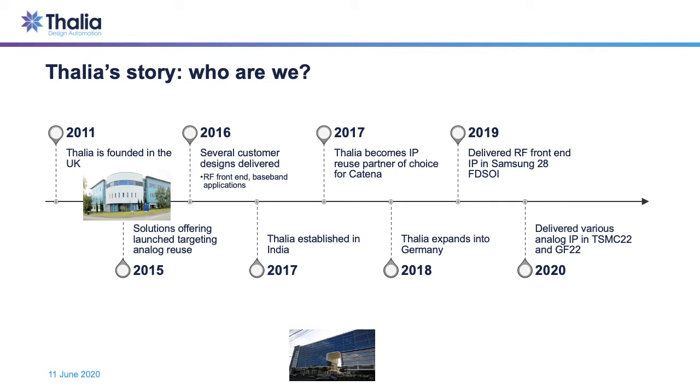I founded Thalia back in 2011. The primary motivation was to improve the overall efficiency and, in the process, reduce the cost of analog circuit design, primarily to roll out a unique analog IP reuse platform. In the last several years, we have partnered with a few IP vendors, and we have deployed our capability in numerous foundries and nodes. We are headquartered in the UK with design centers in Germany and India.